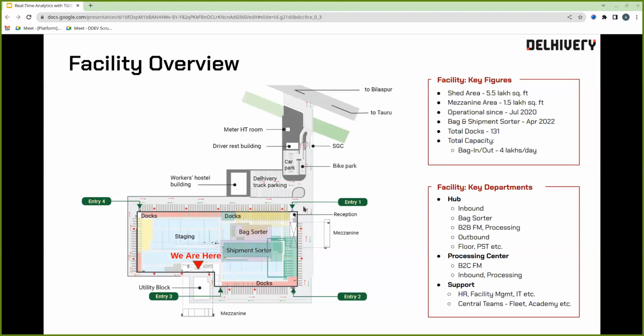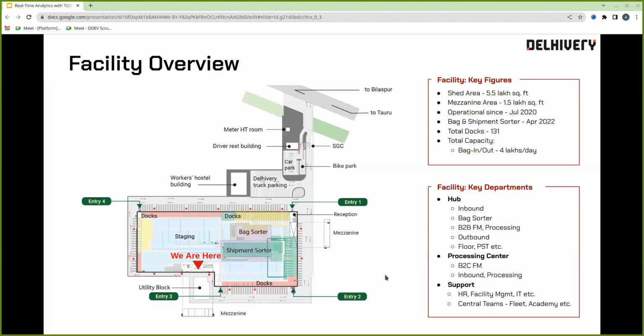Its primary operations revolve around the sorting of shipments in bags. There are close to 131 vehicle logs, which you can see over here, handling around 400,000 bags daily, both for incoming and outgoing shipments. Also, this facility plays a crucial role in managing hub and processing center operations. In the hub, it oversees inbound and outbound operations, including bag sorting activities. And for the processing center, it handles B2C first mile inbound operations, utilizing high-speed shipment sorters for efficient processing.